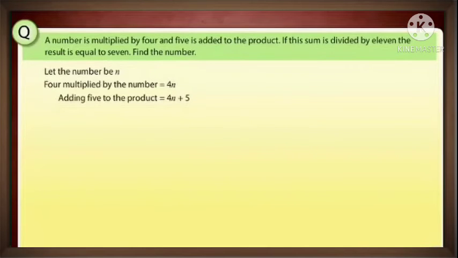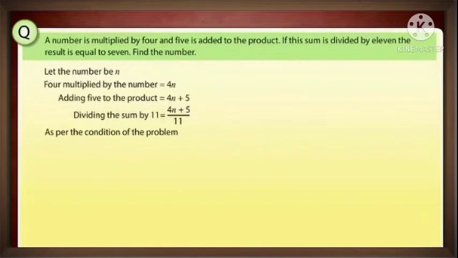Finally, the problem states that the sum is divided by 11, and this statement is represented by (4n plus 5) divided by 11. We reread the problem and look for quantities which are equal as per the conditions outlined in the problem and form an equation. Have a look at the equation formed for this problem.